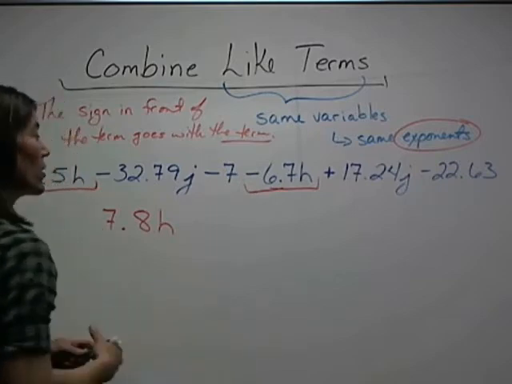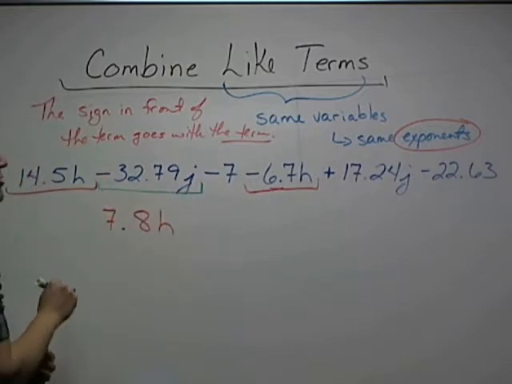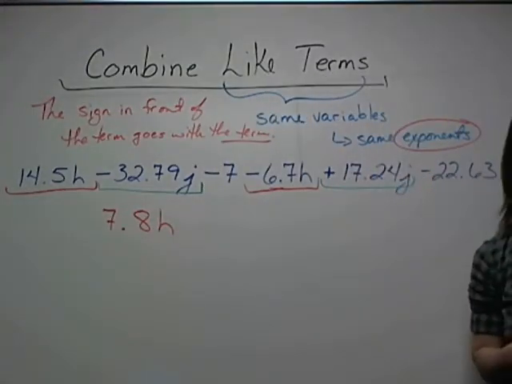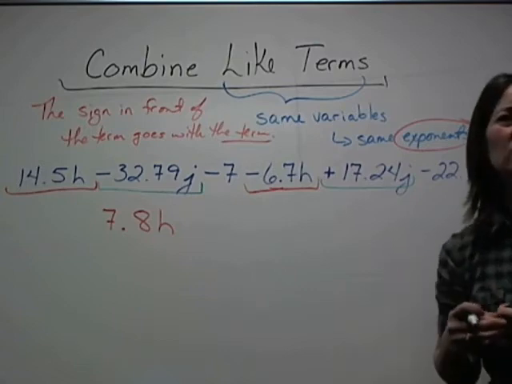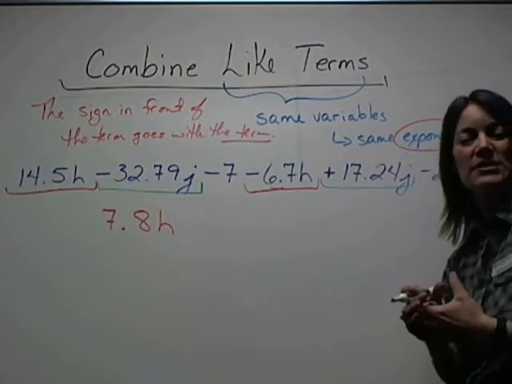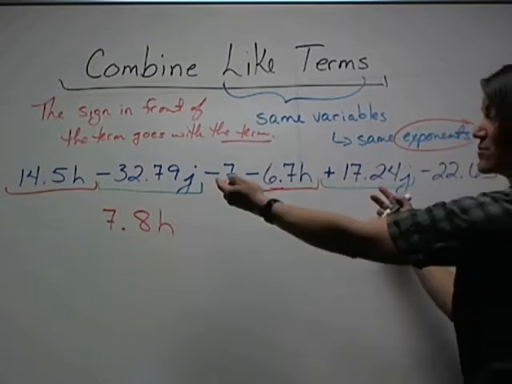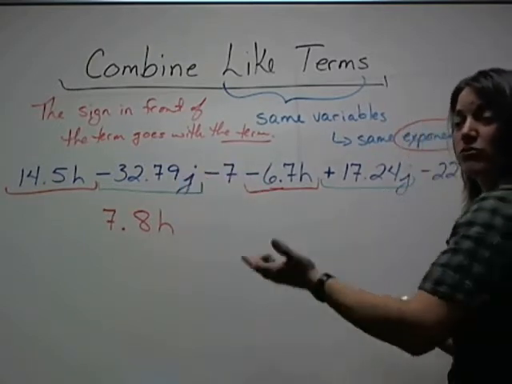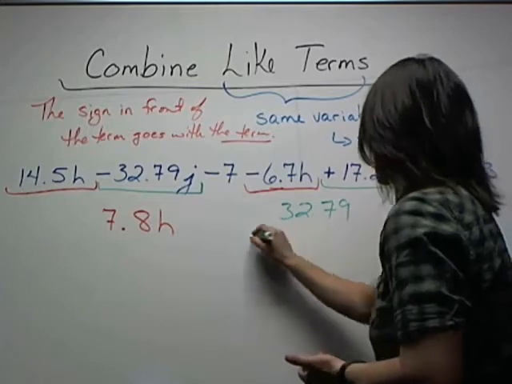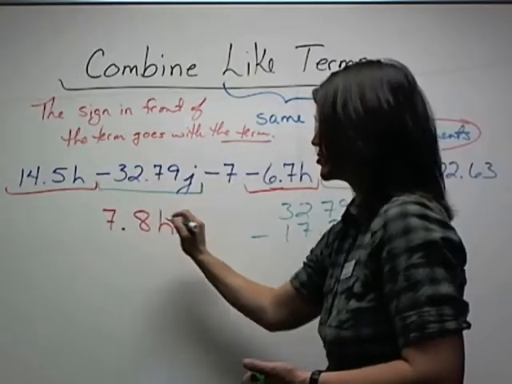And now we go through and say, okay, where are my terms with the J? Here's a J. Remember the sign in front goes with it, so it's a negative 32.79. And over here I have a positive 17.24. Once again, I have one of each sign. One's positive and one's negative. When we're adding like terms with opposite signs, we subtract the numbers and keep the sign of the larger. Larger meaning, hey, if I subtract this, do I go 17 minus 32, or do I go 32 minus 17? We start with the 32, and we subtract the 17.24. The 32 was negative, so my answer is going to be negative.